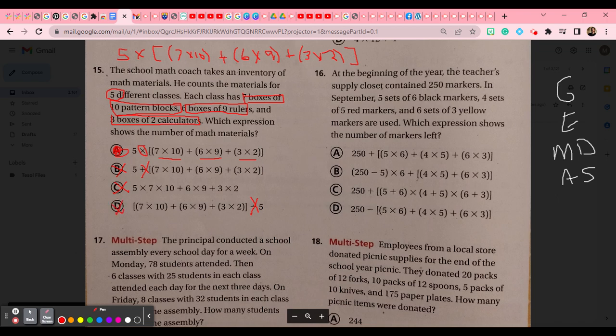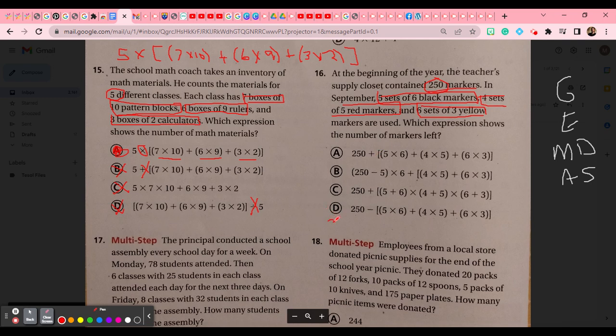Let's look at 16. At the beginning of the year, the teacher's supply closet contained 250 markers. Okay, that's at the beginning of the year. In September, 5 sets of 6 black markers, 4 sets of 5 red markers, and 6 sets of 3 yellow markers were used. Okay, that means we started with 250. Then we used 5 sets of 6, 4 sets of 5, and 6 sets of 3. So which expression shows the number of markers left?